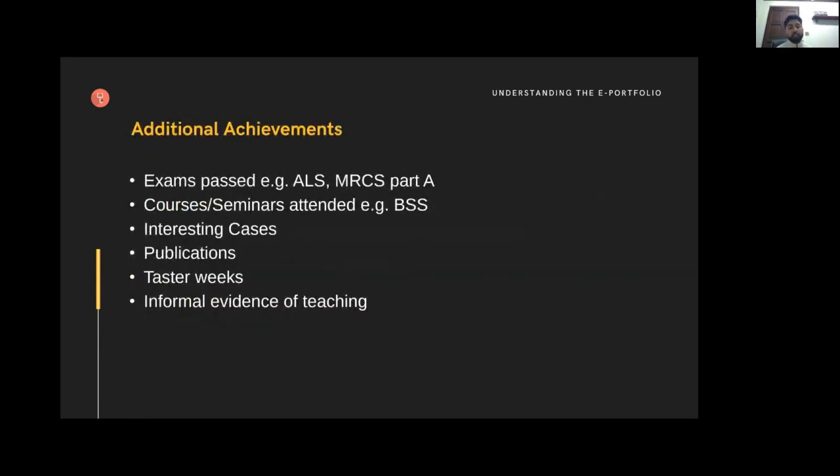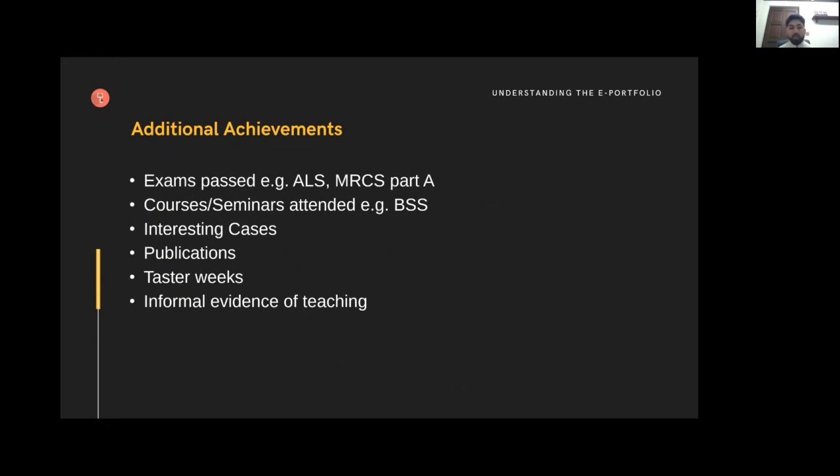There are some additional achievements you can do during your year. So if you've passed any exams like ALS or MRCS Part A, if you want to do surgery, those can be logged in the additional achievements section. Just a note with ALS, it used to be a mandatory requirement during foundation year training to complete this to progress, but I think that's been removed now. So it is good to get your ALS done, because if you're attending cardiac arrests, you want to know how things work and how you can be of help, but it's not mandatory.